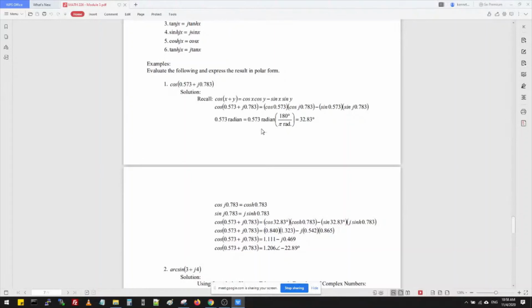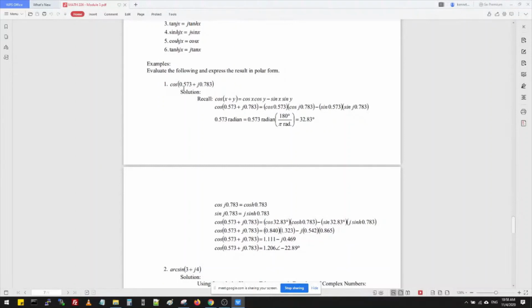Okay, so this is from the trigonometric identities. Here we apply the identity for cosine of x plus y: cosine x cosine y minus sine x sine y. That is the addition formula in our trigonometric identities. Then we substitute the given.